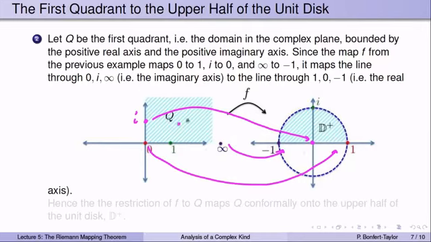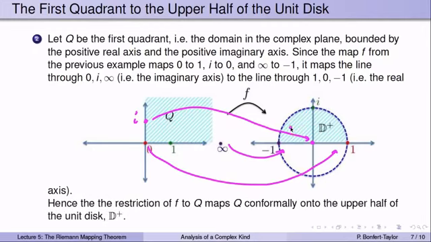So what's the image of this quadrant Q, which is stuck between the imaginary axis and the real axis? It must map it to something stuck between the unit circle and the real axis. And it turns out that is the upper half of the unit disk. So the restriction of the Mobius transformation F constructed before to the upper quadrant here maps that first quadrant to the upper half of the unit disk, and I'll denote that D with a plus right next to it.